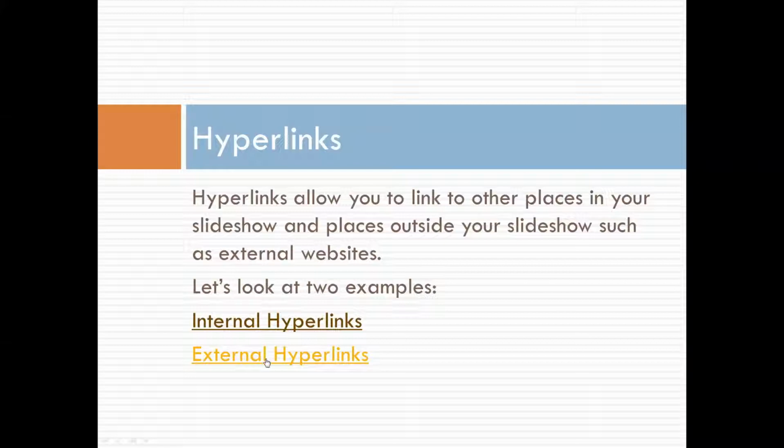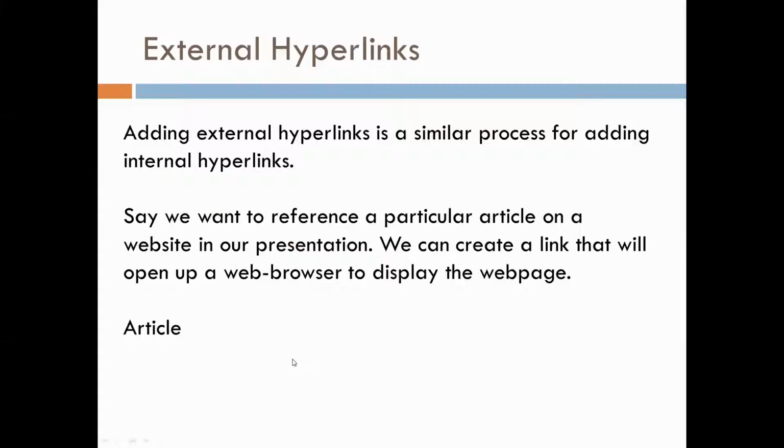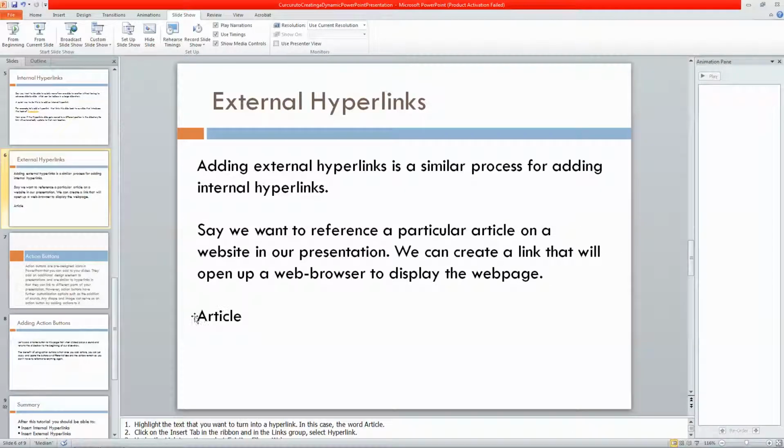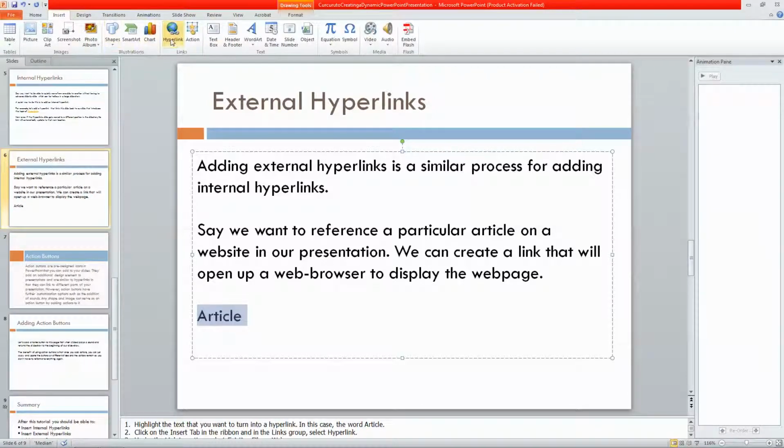Now let's work on external hyperlinks. Adding external hyperlinks is a similar process to adding internal hyperlinks. Say you want to reference a particular article on a website in our presentation. We can create a link that will open up a web browser to display that web page. So to do this, let me go back to the screen here and click on the word that you want to create your hyperlink. Go to the Insert tab, hit Hyperlink.